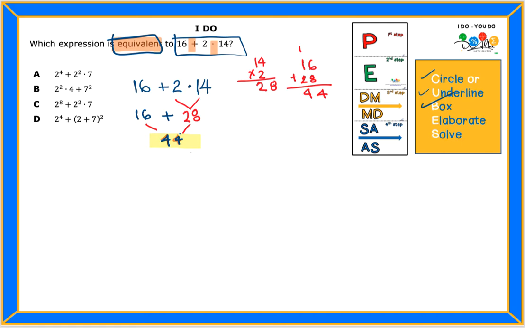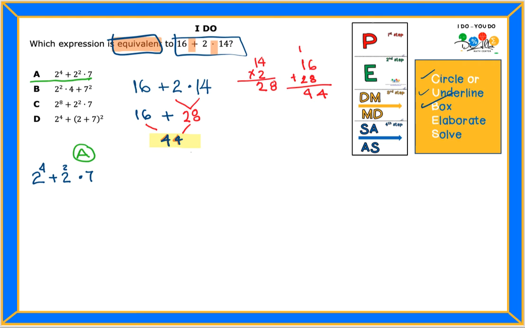And since I have many expressions in my different choices, I'm going to do one choice at a time. So I'm going to do A first. This is going to be the work for letter A. And I'm going to rewrite the expression. Okay, so this is the expression given for choice A, and we're going to follow order of operations.